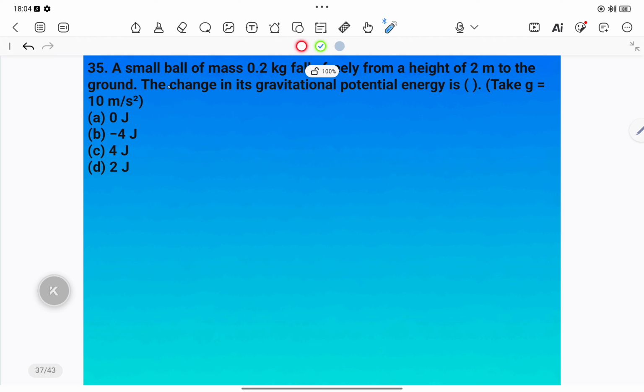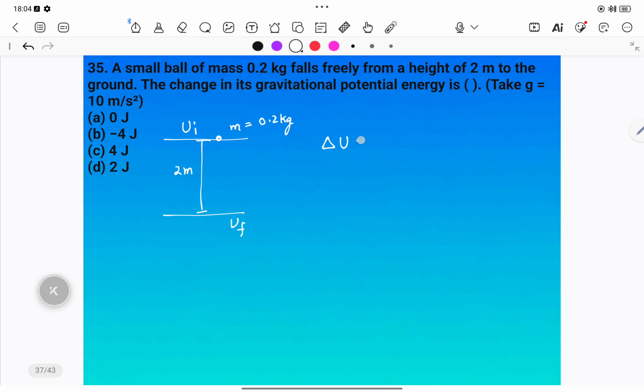Question number 35. A small ball has a mass of 0.2 kg, and falls freely from a height of 2 meter to the ground. The change in gravitational potential energy is. G is given as 10 meter per second squared. Suppose this is the ball which is falling from a height of 2 meter, and the ball has a mass of 0.2 kg. This is the initial potential energy, and UF is the final potential energy, and we need to find the change in potential energy.